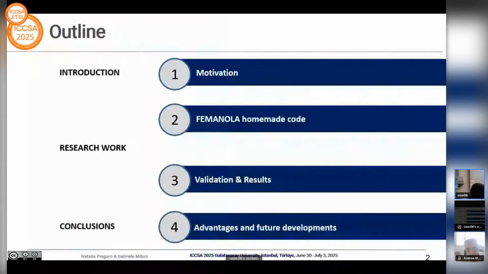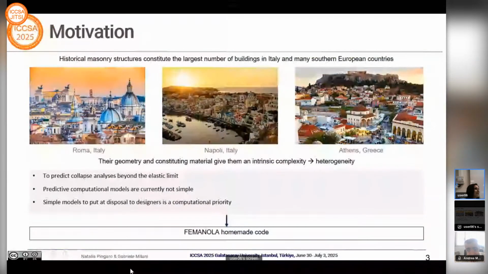I have to apologize for the same pictures, but unfortunately this is a common slide in our research group, but the contents are different.